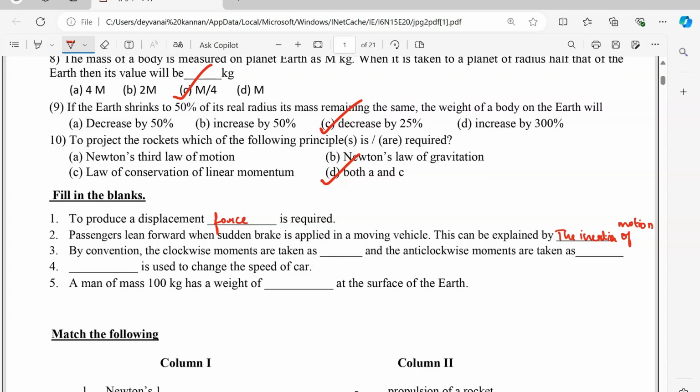By convention, the clockwise moments are taken as negative and the anti-clockwise moments are taken as positive. You write positive. I am writing positive for simplicity. Dash is used to change the speed of the car. Acceleration.